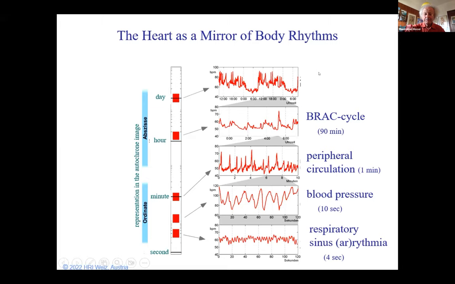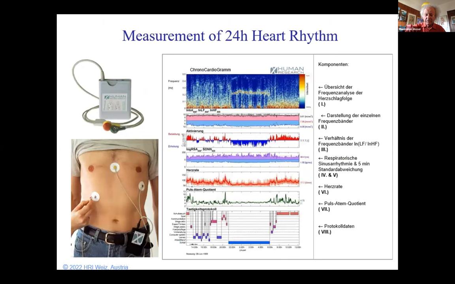Then the slowest rhythm shown here is the circadian rhythm, and you can see that every one of these rhythms, these are 2 days after each other, 48 hours of recording, you can see that every rhythm that we saw in the diagram before is also present in the heart rhythm. So you can use this as a tool for chronobiology, which gives you the display of all these body rhythms.